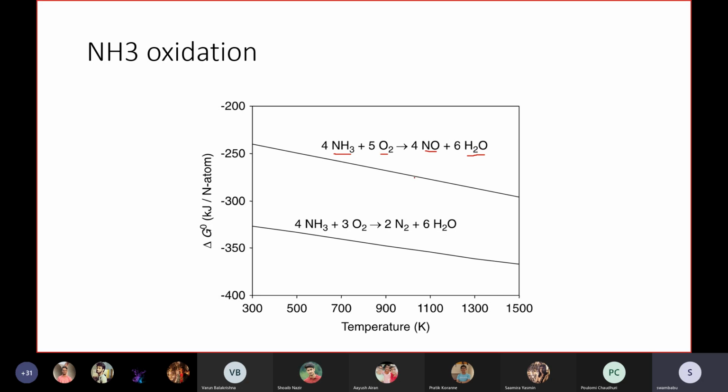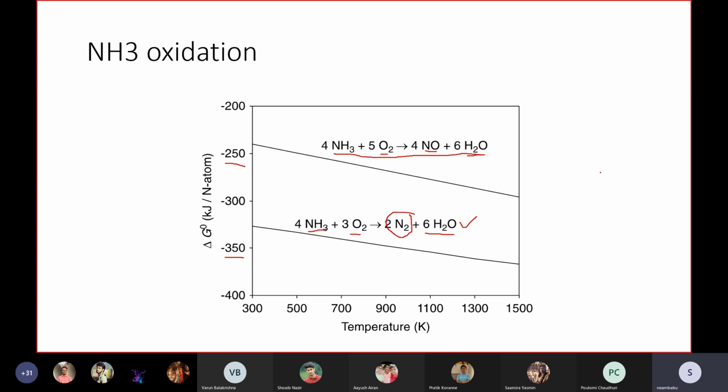Now, another important reaction also happens. Ammonia reacts with oxygen and produces nitrogen and water. You can see the Gibbs free energy for this is less than the Gibbs free energy for this. The Gibbs free energy for the nitrogen production reaction is lower than for nitric oxide, NO, production. So this is more favorable than this.